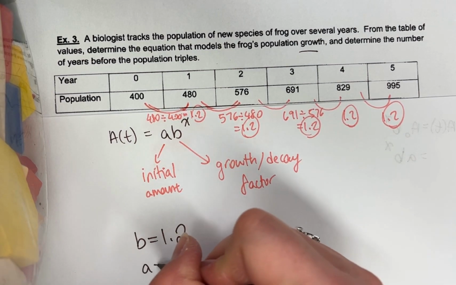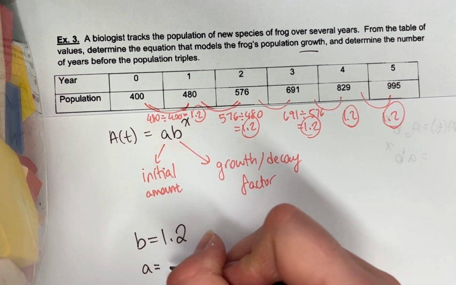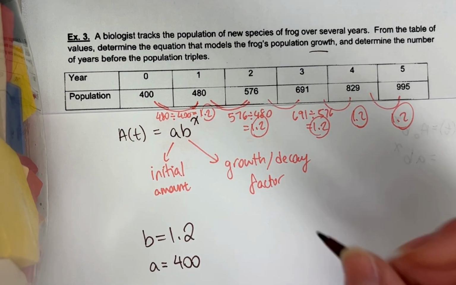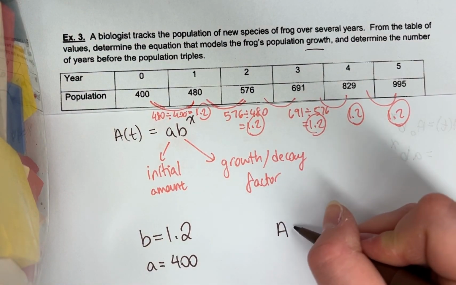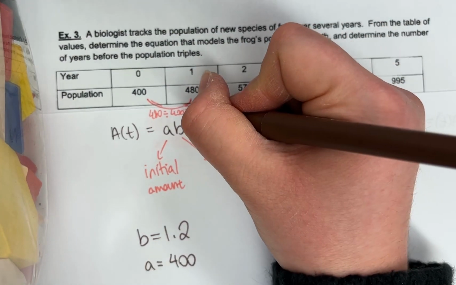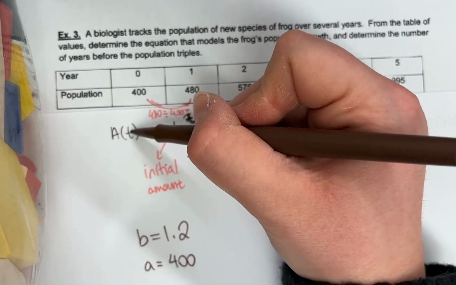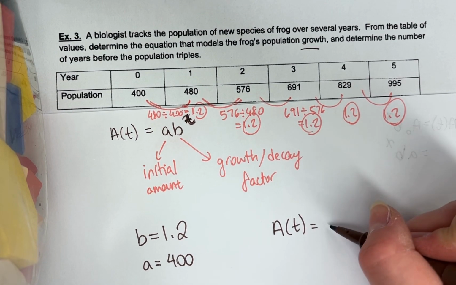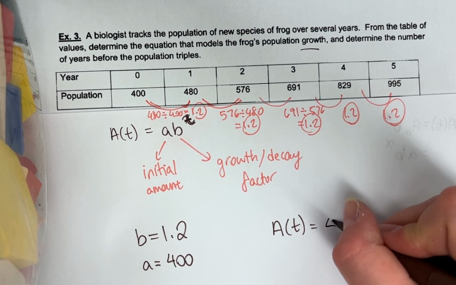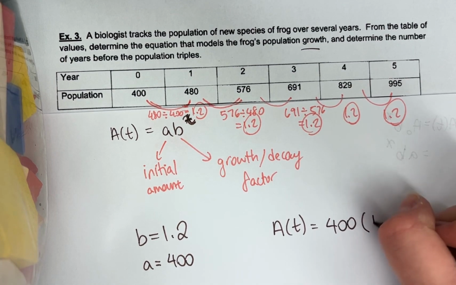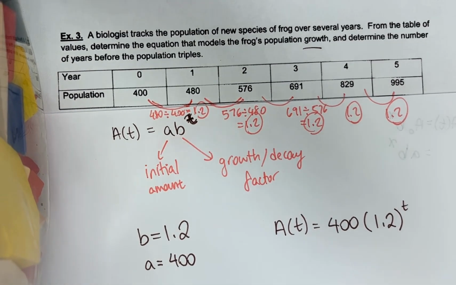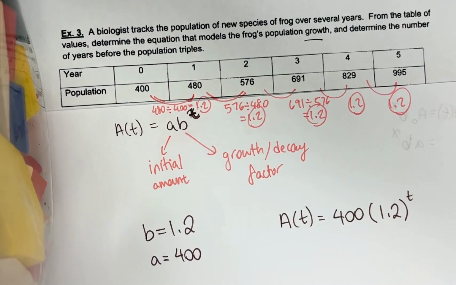Our initial amount is 400 frogs. So my equation, and actually I should have put a t over here if I have a t right there, is a, which is 400, times b, which is 1.2, to the power of t, which is time. So there's my equation.